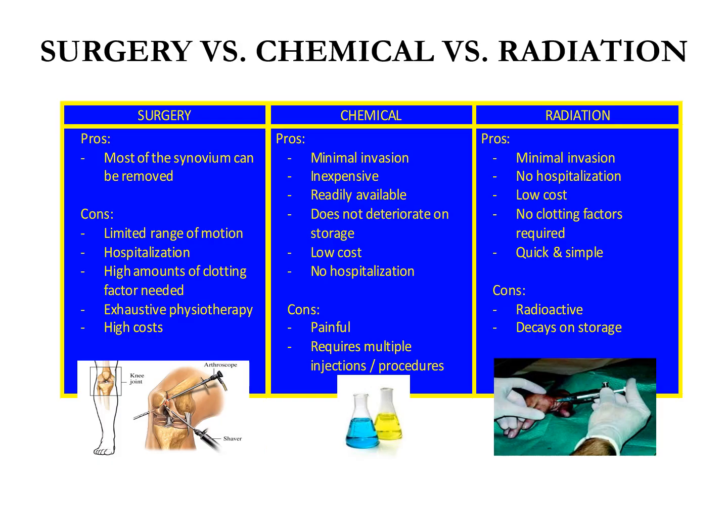We have three types of treatment that can be used: surgery, chemical, or radiation. In terms of surgery, the pro is that most of the synovium can be removed, but it will limit the range of motion. It will increase hospitalization, a high amount of clotting factor is needed, and it requires exhaustive physiotherapy for the patient, with a high cost.